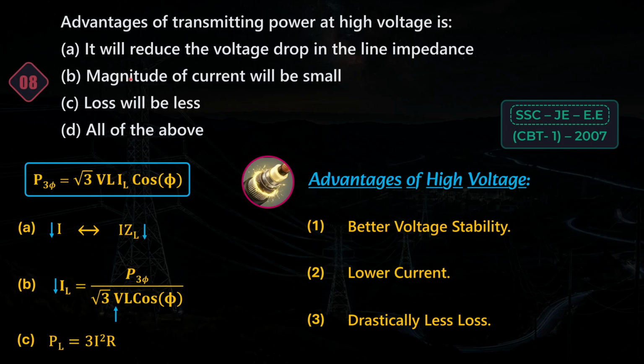Thus, we can say transmitting power at high voltages reduces voltage drop in the line impedance. Therefore, voltage profile improves. Magnitude of current will be small. Therefore, power loss is reduced. Hence, option D is the right choice.